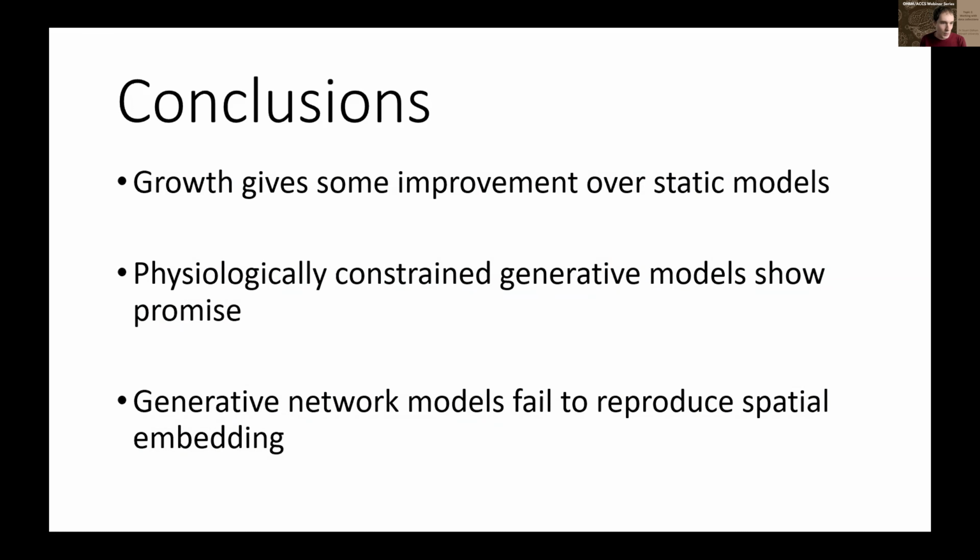And finally, all generative models, no matter what, fail to reproduce the spatial embedding. Again, spatial embedding of topology is a really key characteristic of brain networks, and the fact that these models can't replicate this property is something that needs to be addressed in future work.